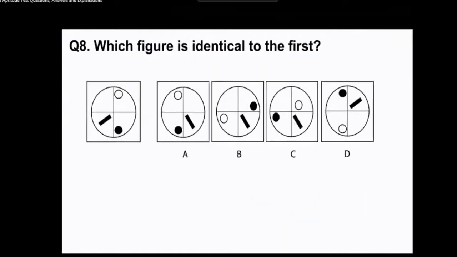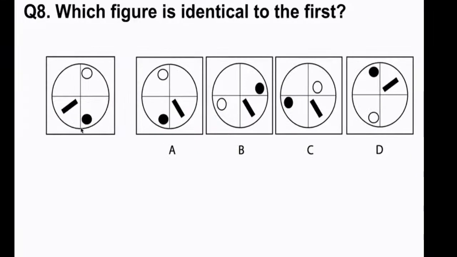Okay, question number 8. Now this is more of a spatial reasoning IQ test question. Which figure is identical to the first? So we have to look at this. What I tend to do, instead of looking at all these 4 options, A, B, C, and D, which can be confusing, is look for identical pattern shapes or sequences.